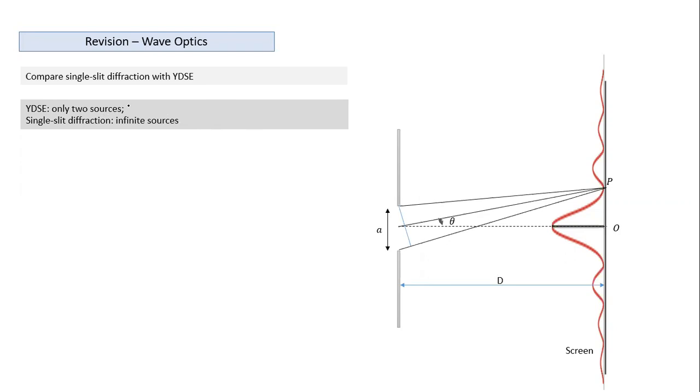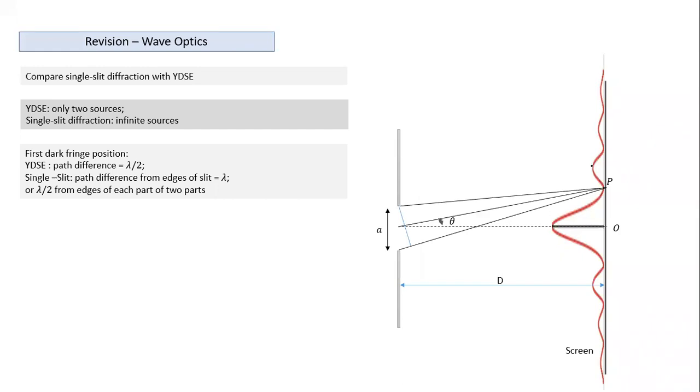In case of YDC, we take 2 point sources, and in case of single slit diffraction, infinite sources. That's the reason why the interference method of calculation becomes so different. There is interference of only 2 sources in one, and infinite sources in the other.